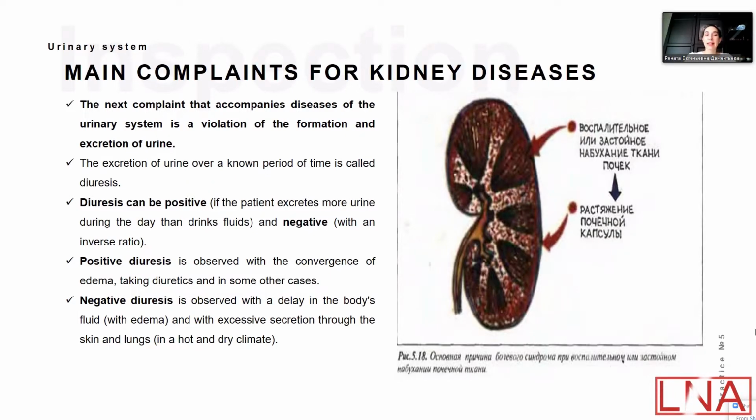Positive diuresis is observed with the resolution of edema, with taking diuretics, and in some other cases, such as diabetes mellitus. Negative diuresis is observed with fluid retention in the body, with edema, and with excessive secretion through the skin and lungs in a hot and dry climate in a healthy person.